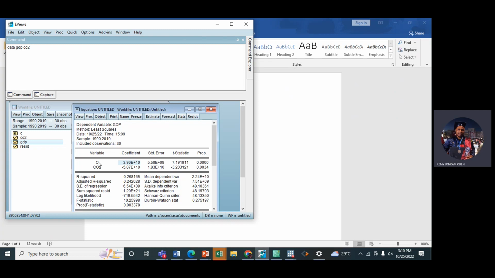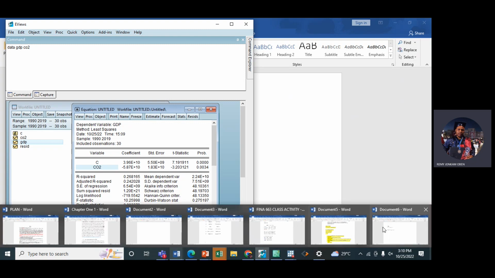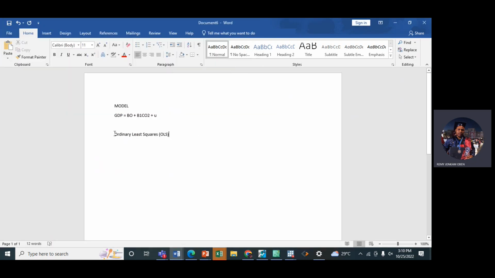Our coefficient, so this 3.96 is the coefficient of C, which means it is a constant. And this negative 5.8 is the coefficient of carbon dioxide, right? So once we have our coefficients, we can now write our estimated equation. I'm going back now, so I'll delete this. So the estimated equation. So we have the model. I'll copy and paste. Now I'm going back to eViews.